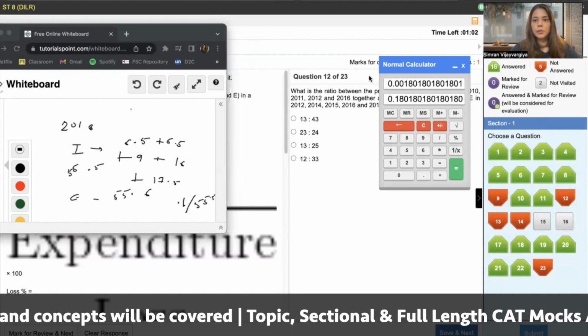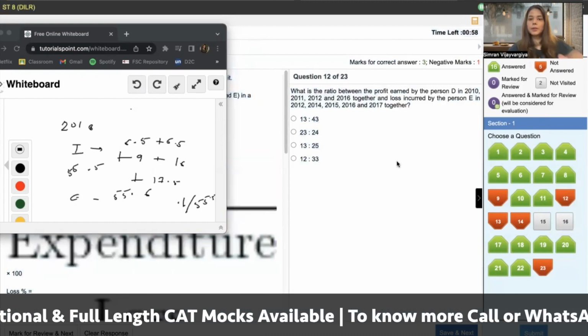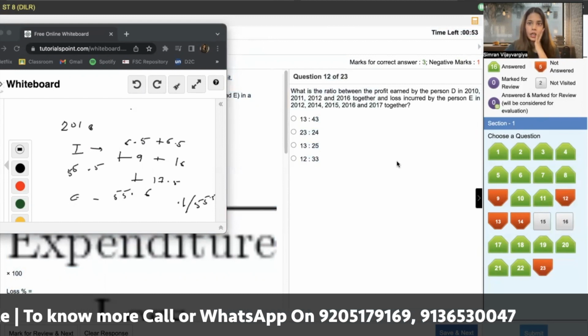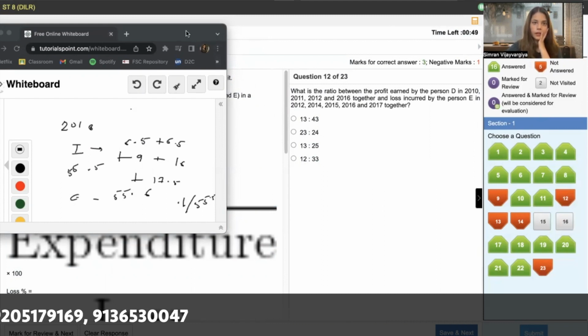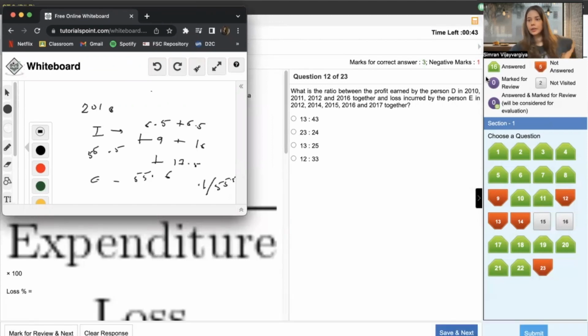Do we have time for one more question? What is the ratio between the profit earned by the person D in 2010? Okay. I don't think we have enough time for this, so we'll end this here. We have attempted 16 questions, and 7 of them we have not seen. Okay. Let's see how it has been for us.